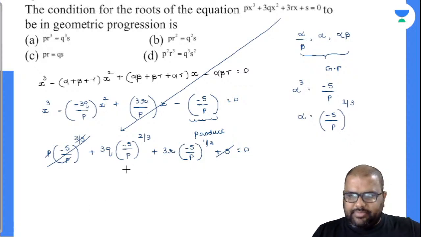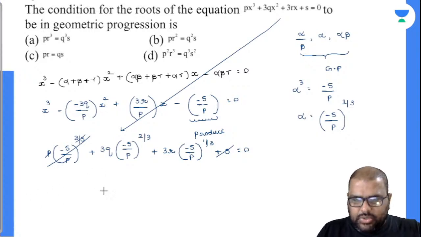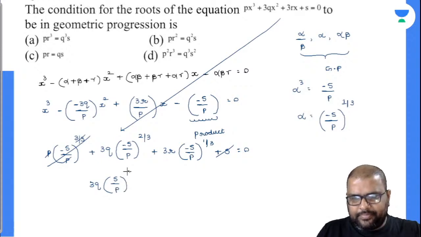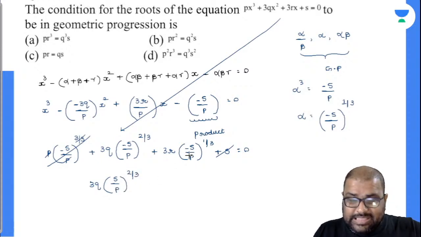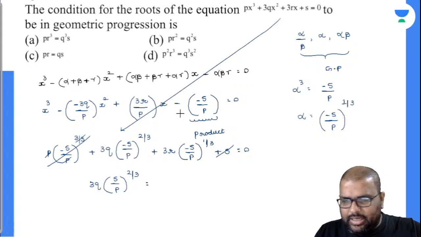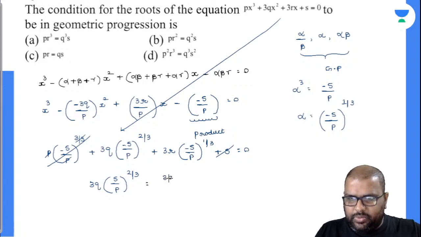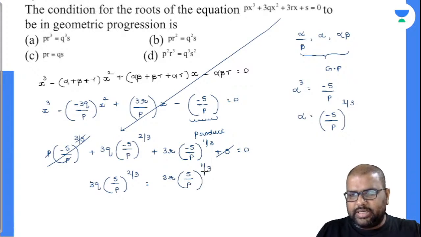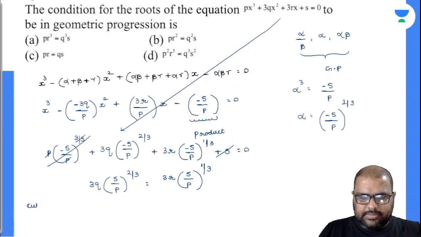And closely observe one more point. This minus into minus will become plus, right? Square. So can I write it like this? 3q into s by p whole to the power of 2 by 3. And this becomes positive now. So this is negative only. I'll take this negative value to the right hand side, it will become positive. 3r into s by p whole to the power of 1 by 3. How to remove this 1 by 3? I will cube on both sides. Cubing on both sides.